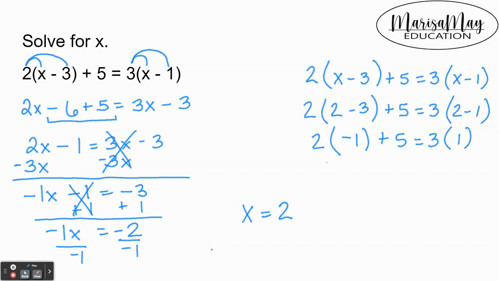Now, order of operations tells us to multiply first. So 2 times negative 1 is negative 2 plus 5 equals 3. And since this is correct, we know that x equals 2 is the correct solution for this equation.